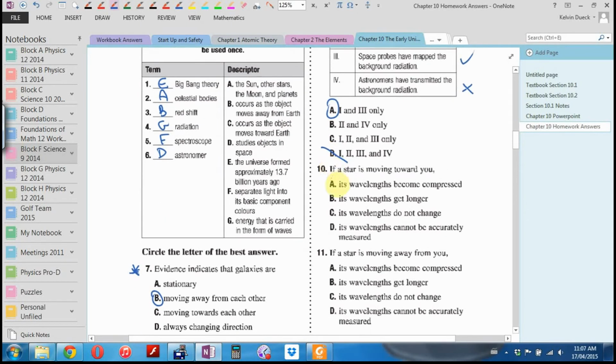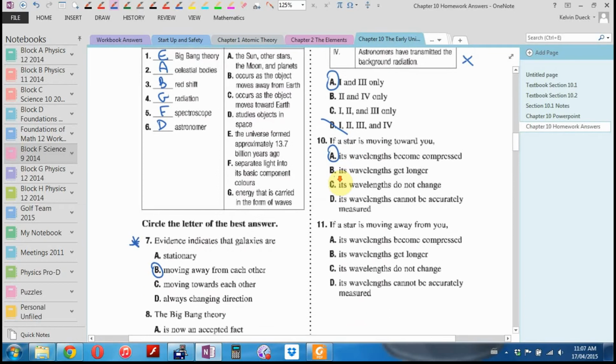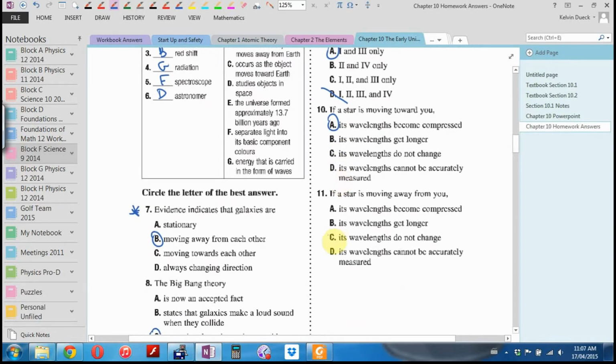Stars moving towards you, wavelengths become compressed. This also explains why the sound of a car or a car's horn changes as it drives towards you and passes you. If a star is moving away from you, wavelengths get longer. We call that redshift. By the way, we call the other one blue shift, but redshift is really the one I want you to know about because that's what seems to be happening to the universe.